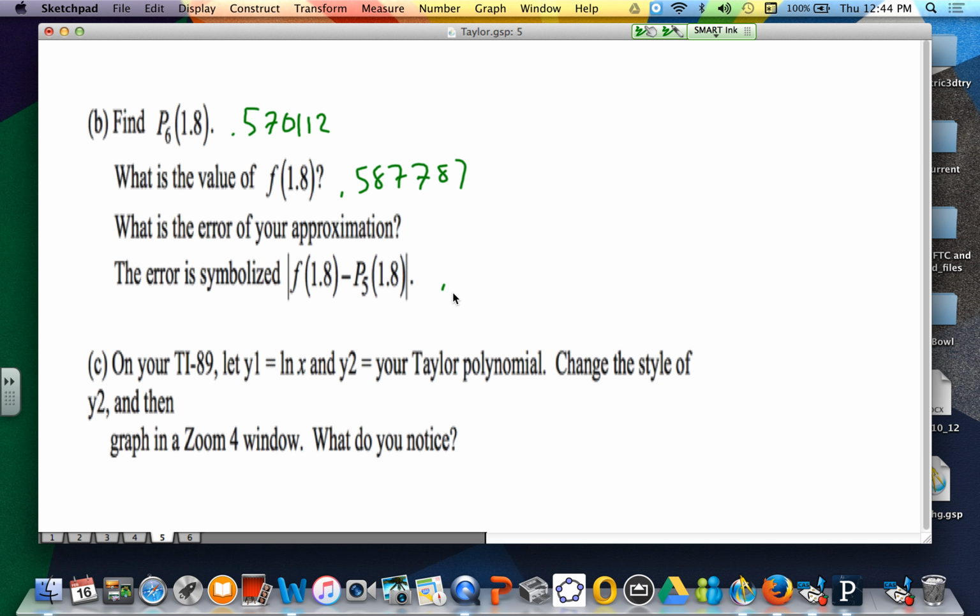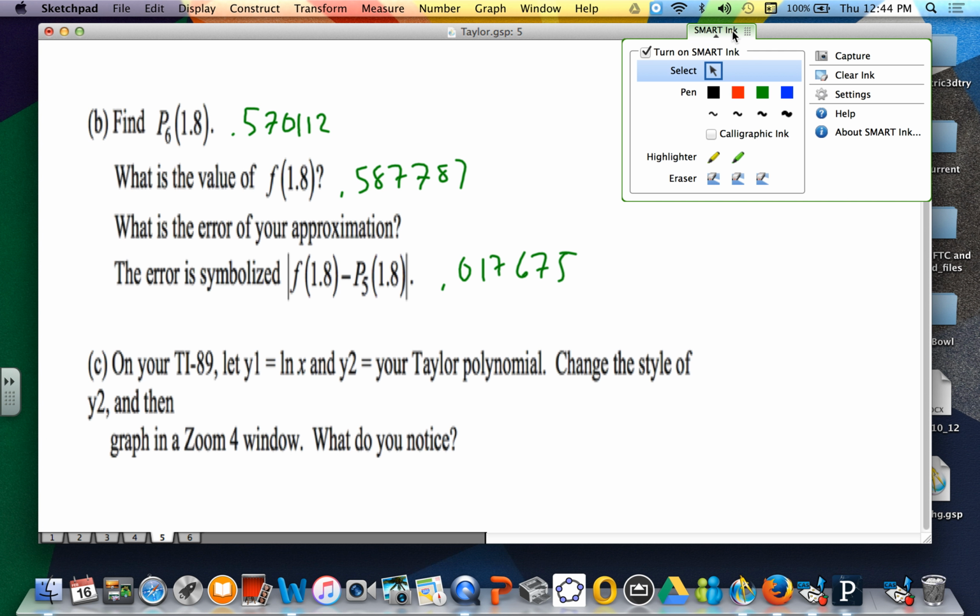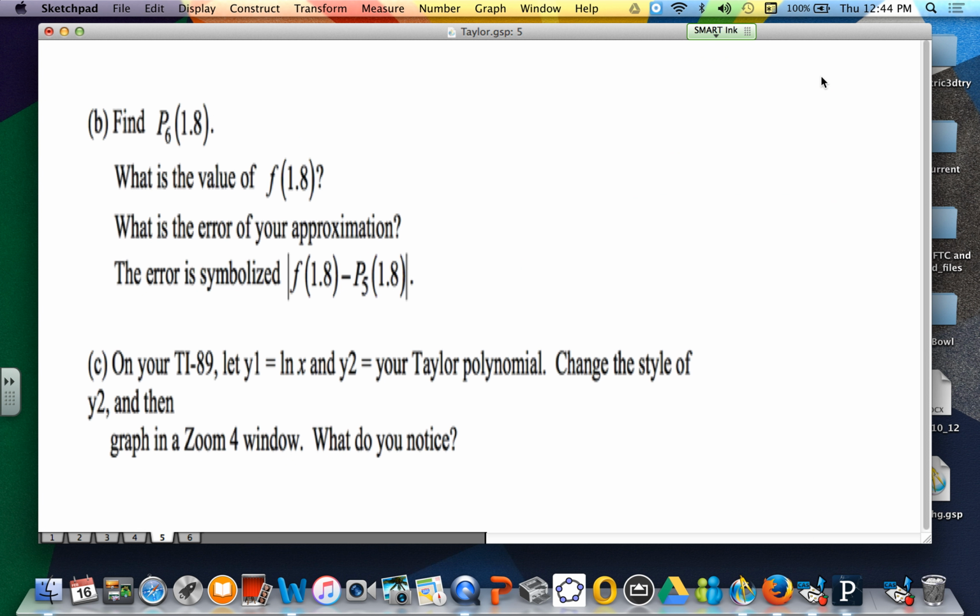Therefore, my error is 0.017675. I guess that natural log function isn't as special as that sine function because our error is larger when we're using a degree polynomial that's even greater. Very, very interesting.